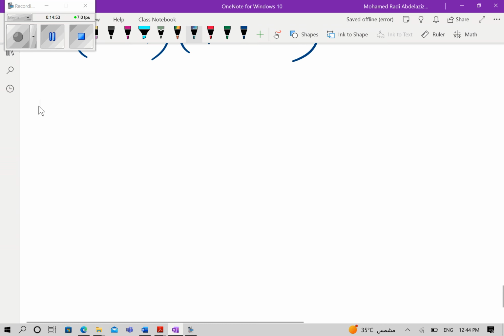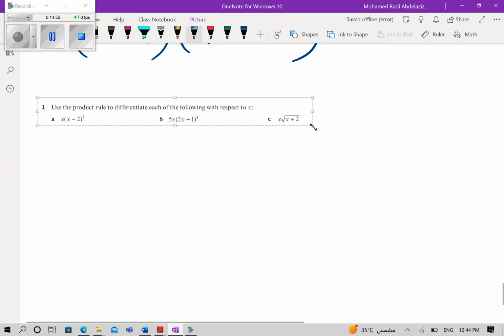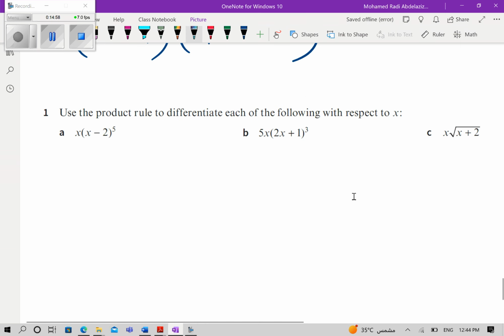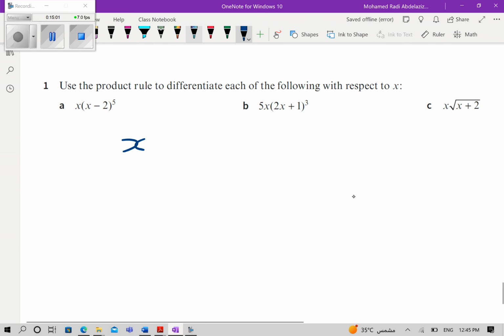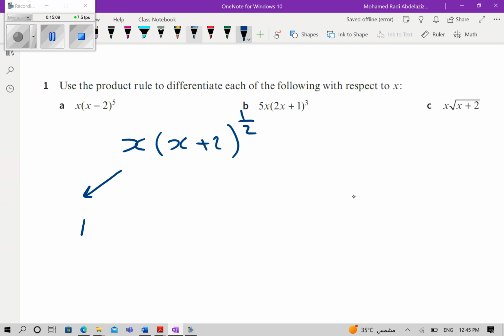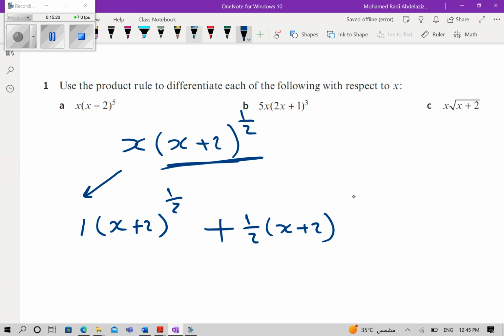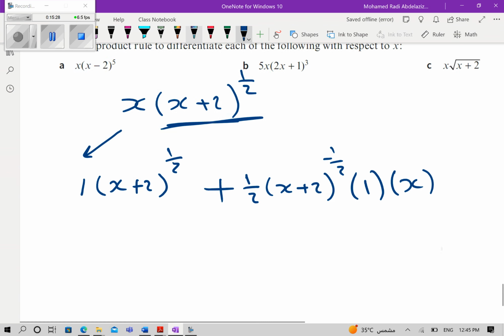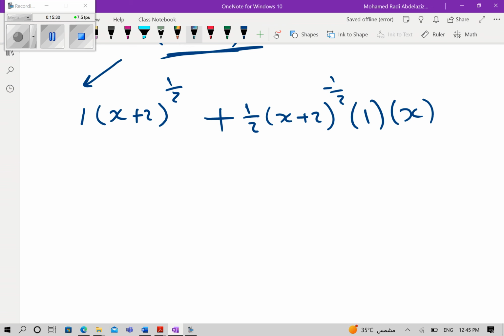Part C. How to differentiate: it's x times (x plus 2) all to the power of half. Apply: differentiate the first, multiply by second, plus differentiate the second. Drop the power, then minus 1, multiplied by 1, which is the derivative inside. No need to write it, it's okay. Multiplied by what? X.